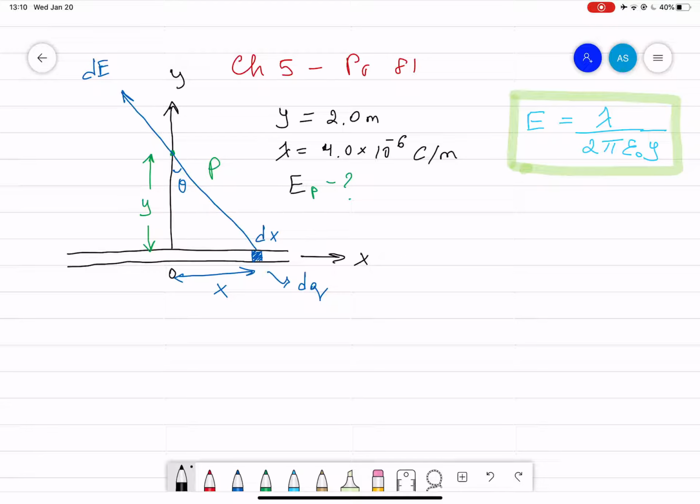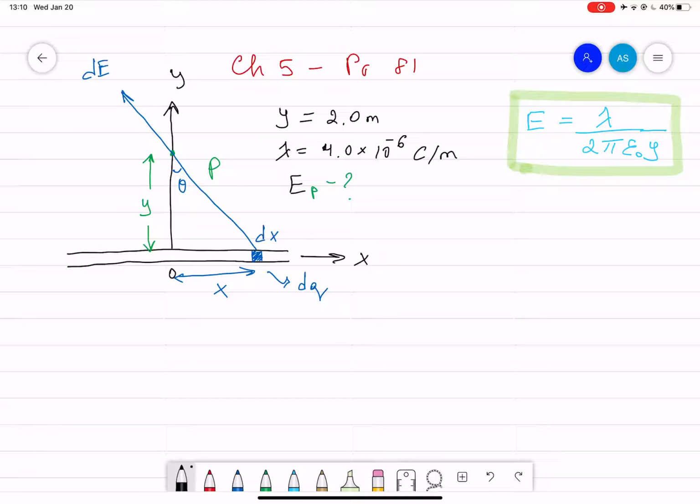Now, in this problem, we have the y height, which is given here, which is 2 meters, and we have an infinitely long charged rod. The linear charge density is given, which is 4 times 10 to the power of minus 6 coulomb per meter. We have to find the electric field at a distance of 2 meters, which is the y distance.